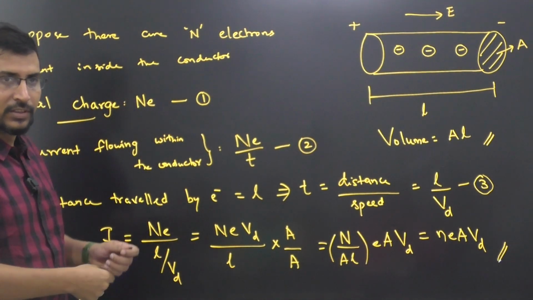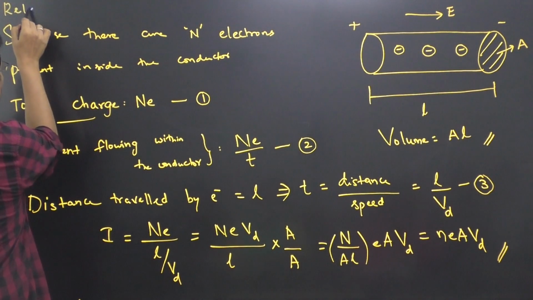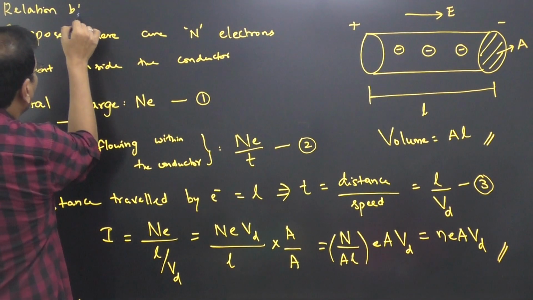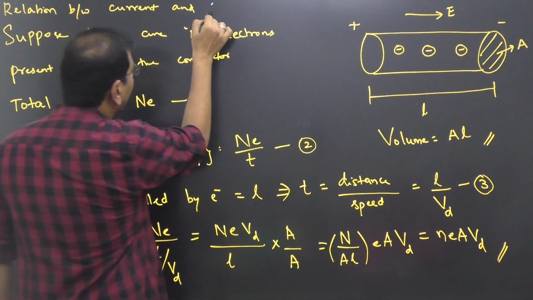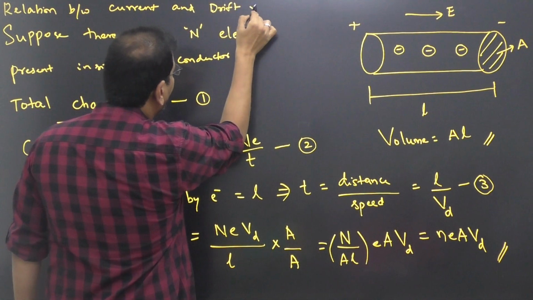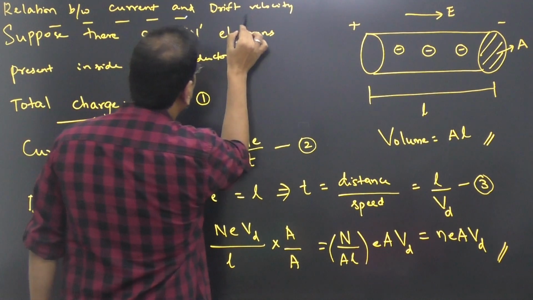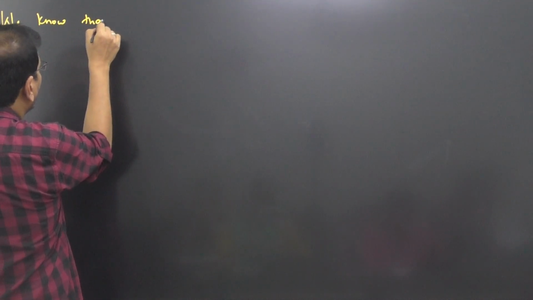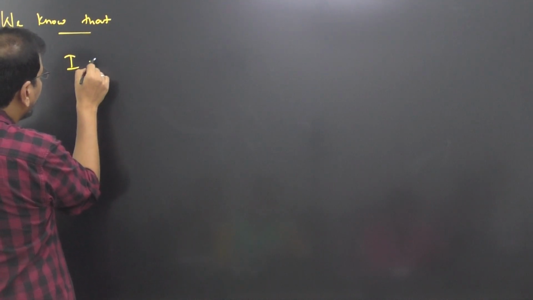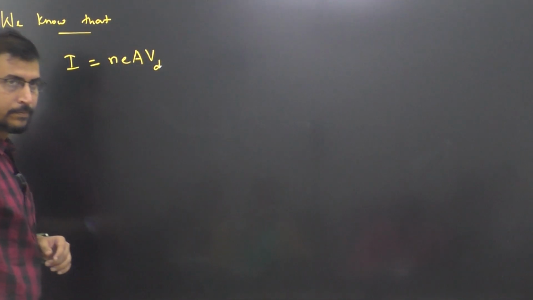The next concept that we are supposed to know is this. So the heading is going to be the relation between electric current and drift velocity. We know that I is equal to nEA into Vd.